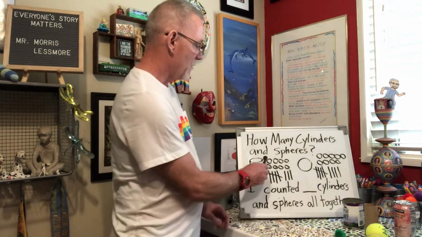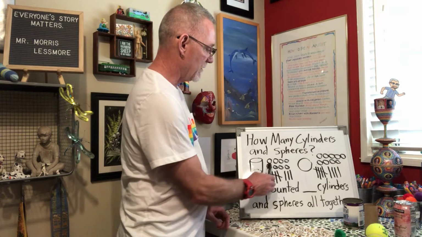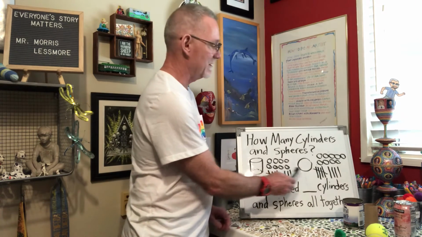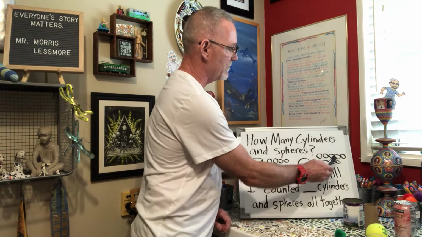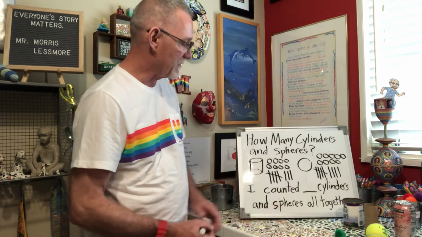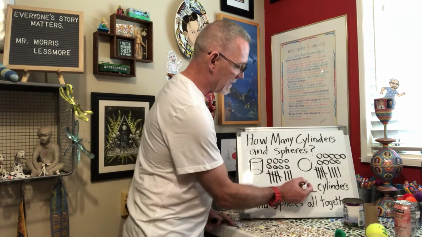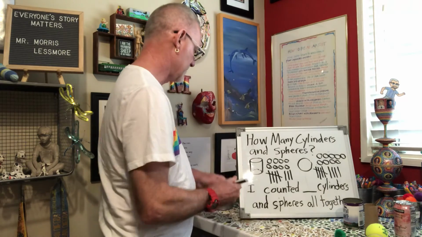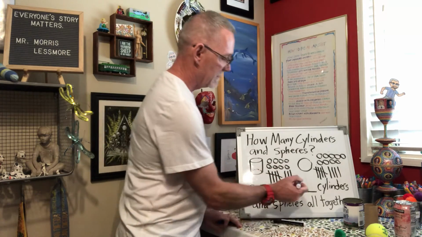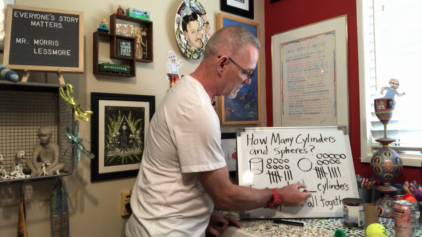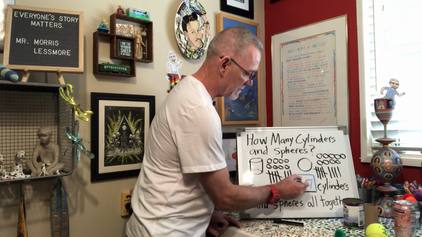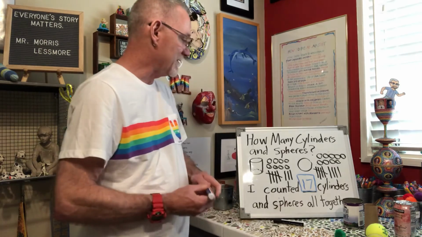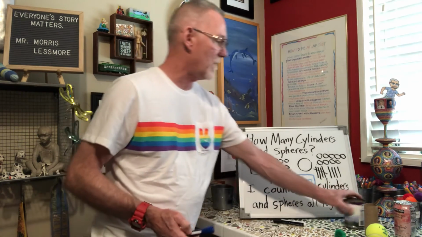1, 2, 3, 4, 5, 6, 7, 8, 9, 10, 11, 12, 13, 14, 15, 16, 17. Wow, that's a big number. So I'm going to write that down here. I counted 17. I'm going to use a different color marker just so we can see it. 17 is 10 and 7 more. I'm going to put it in a box. I counted 17 cylinders and spheres all together.